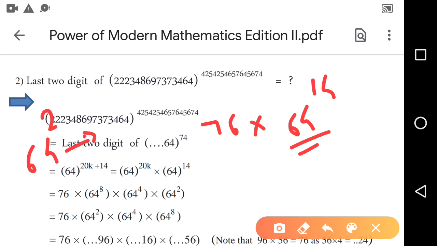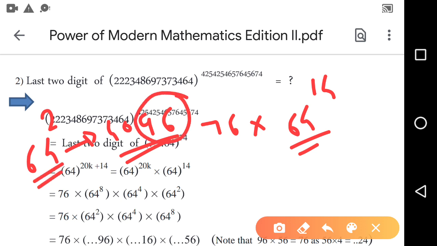64 square ends with 4996, and the last two digits are 96. The remainder when this number is divided by 100 is 96, and we can consider 96 as equivalent to 96 minus 100, that is minus 4, as the general remainder when this number is divided by 100. So it ends with minus 04. So 64 square is minus 04.